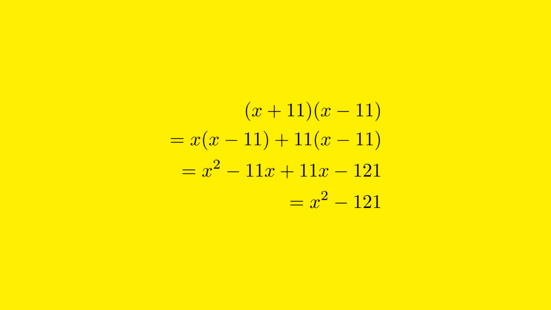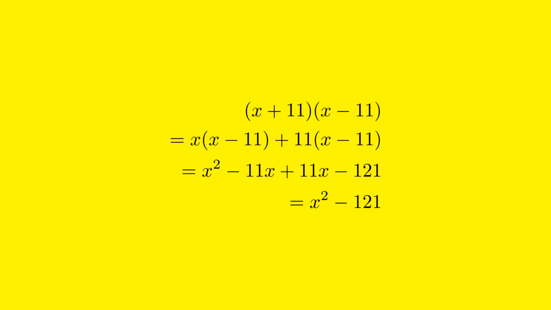Next, multiply x by minus 11 to get minus 11x. Then, multiply 11 by x to get 11x. Finally, multiply 11 by minus 11 to get minus 121. Combining these terms, we have x squared minus 11x plus 11x minus 121. The terms minus 11x and 11x cancel each other out, leaving us with x squared minus 121.